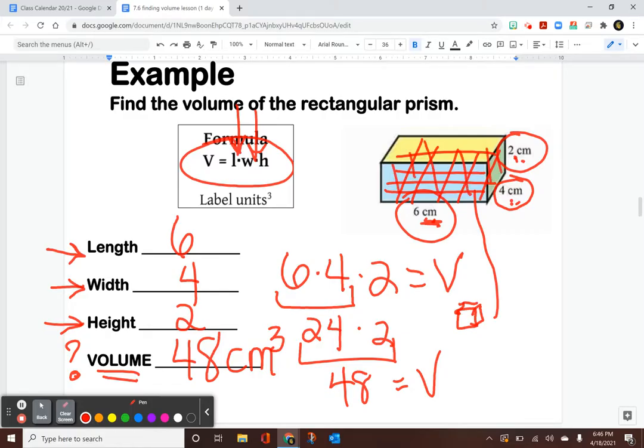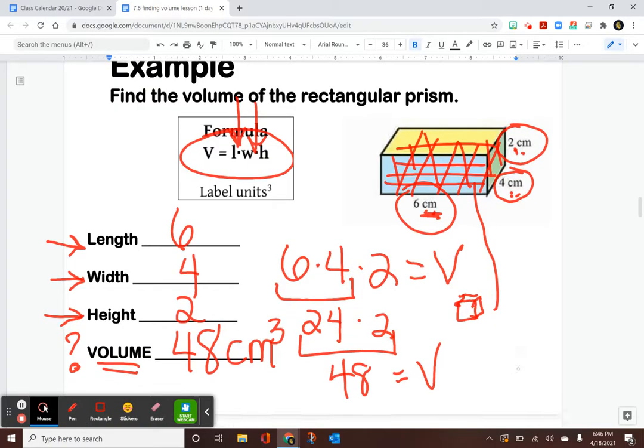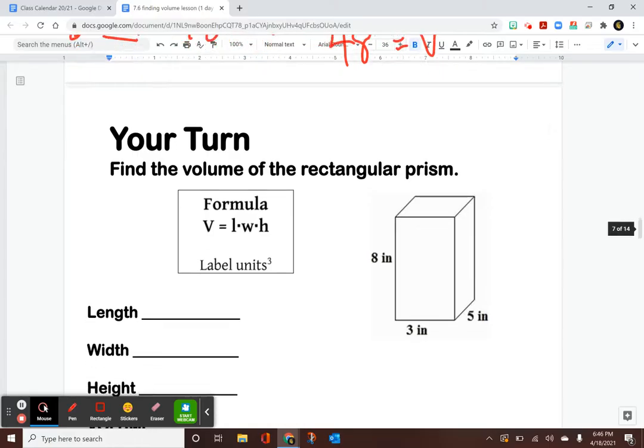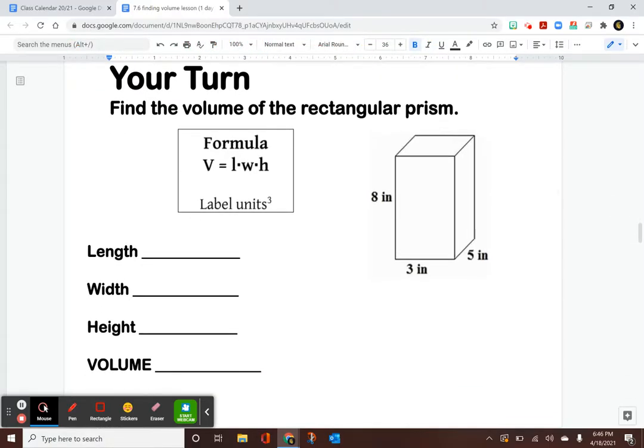We'll give you one to try, and just to practice using this volume formula, length times width times height. We'll pause the video while you find the volume.